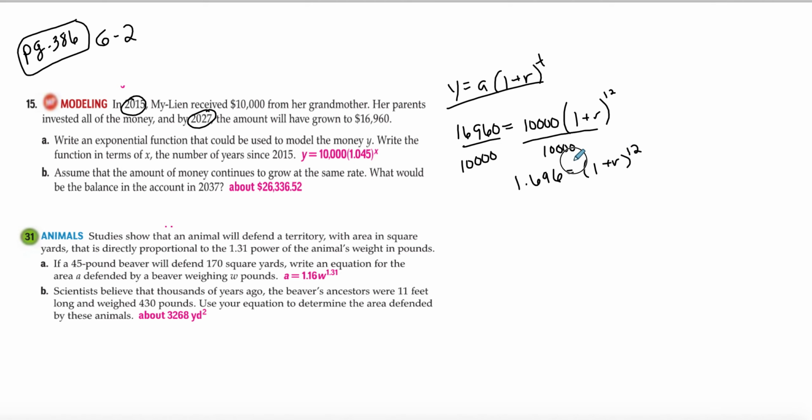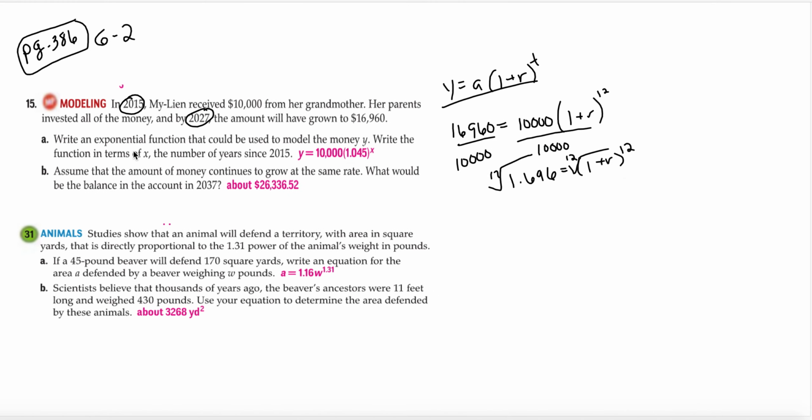And then you're going to have to take the 12th root of each side here. When we take that 12th root, we end up getting 1 plus r is equal to 1.045, and so you'll just subtract the 1 and you would get your rate equals 0.045 or 4.5%. We didn't really need to go beyond this because you can just substitute this 1.045 in for the 1 plus r to get your equation right here.